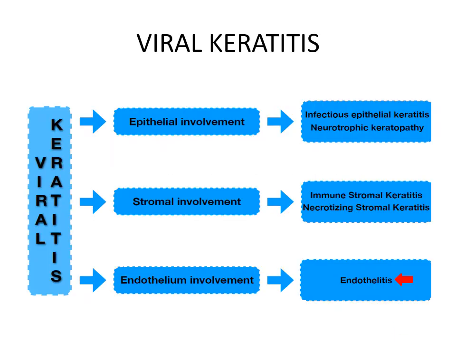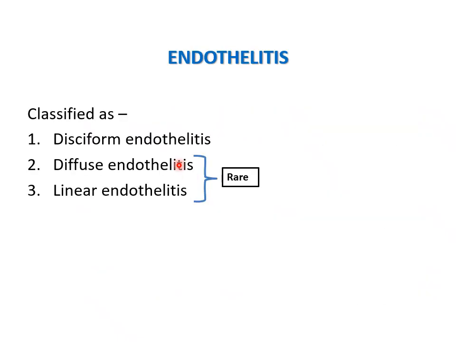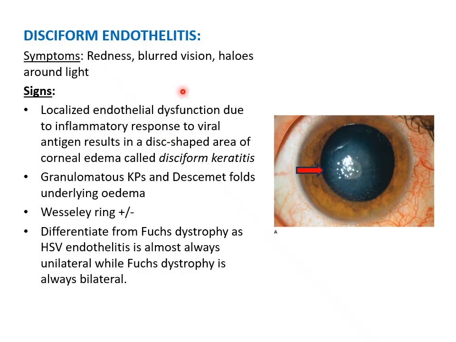Coming on to endothelial involvement or endothelitis. Now, the prototype of herpetic endothelial involvement is the disciform endothelitis. The other two are rare entities. We will not be discussing them. Disciform endothelitis is so called because it looks like a disc. Why? Because there is localized endothelial dysfunction due to inflammatory response to viral antigen, resulting in a disc-shaped area of corneal edema known as disciform keratitis.